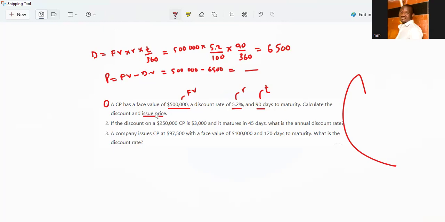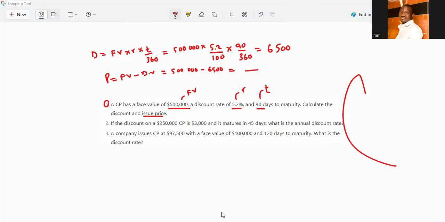The issue price, like I explained, when you're calculating the issue price, it's actually what the investor pays for the CP, which is usually at a discount, less than the face value. The discount, sorry, is the difference between the face value minus the issue price.